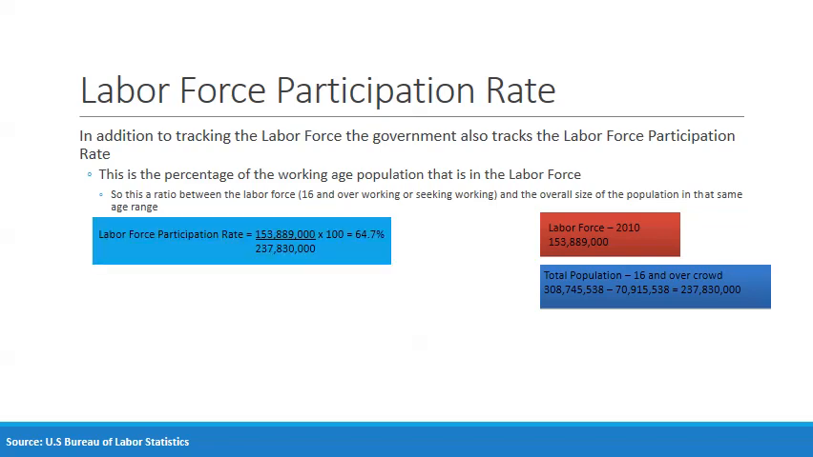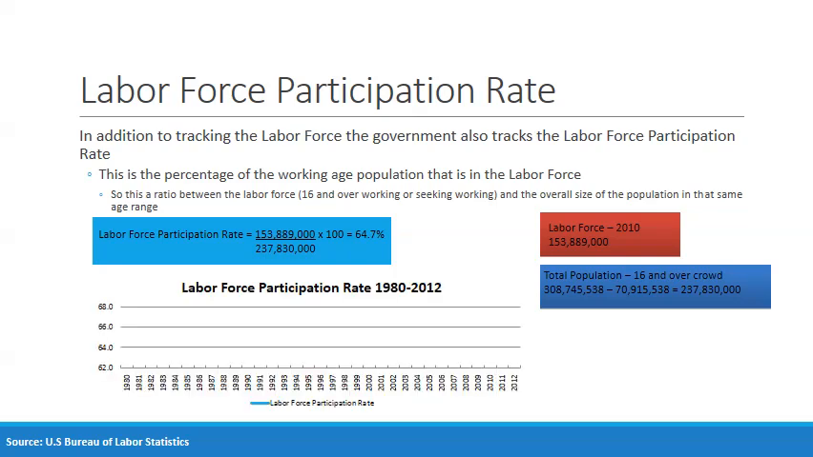So when we do the math, we come over here and look at the labor force participation rate. That's what we're looking at. So what we're saying is that 153.8, and we divide it by 237.8, that gives us 64.7%. So of all the people who could have a job in the United States, 64.7% in 2010 either had a job or were looking for a job. But really, we're talking about almost 80 million people who, if they wanted to, could also enter that workforce.